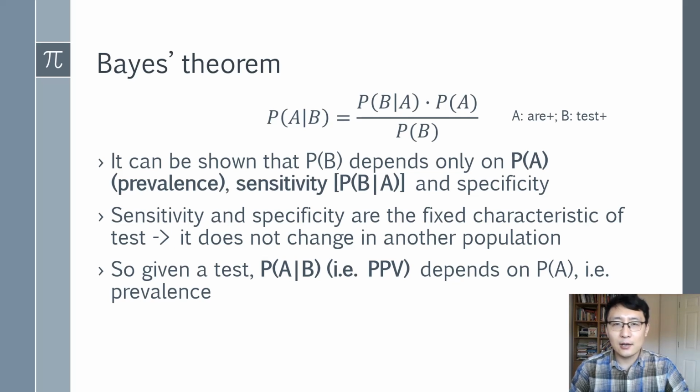And so that means that, given the test, the probability of A given B, in this case the PPV, depends on the probability of A, which is the prevalence. So this formula established that the PPV depends on the prevalence.